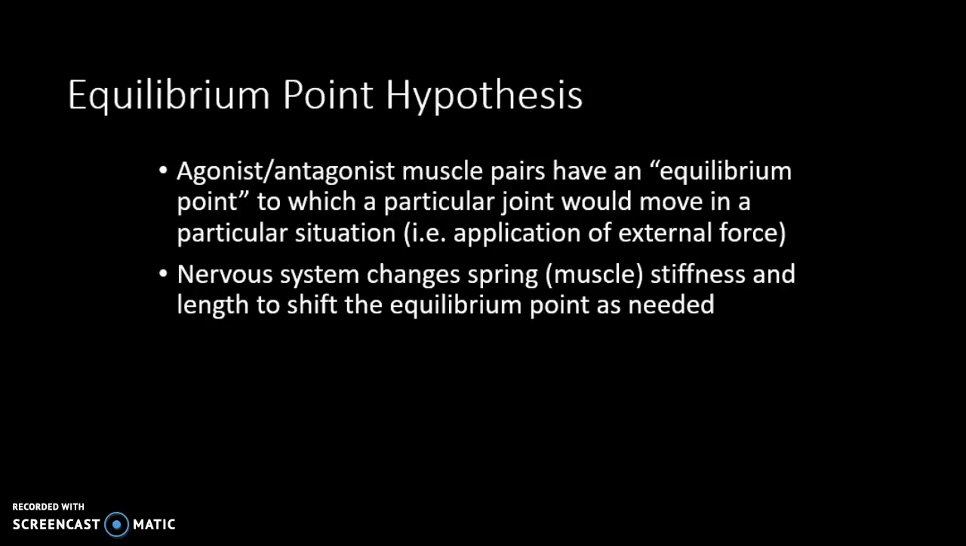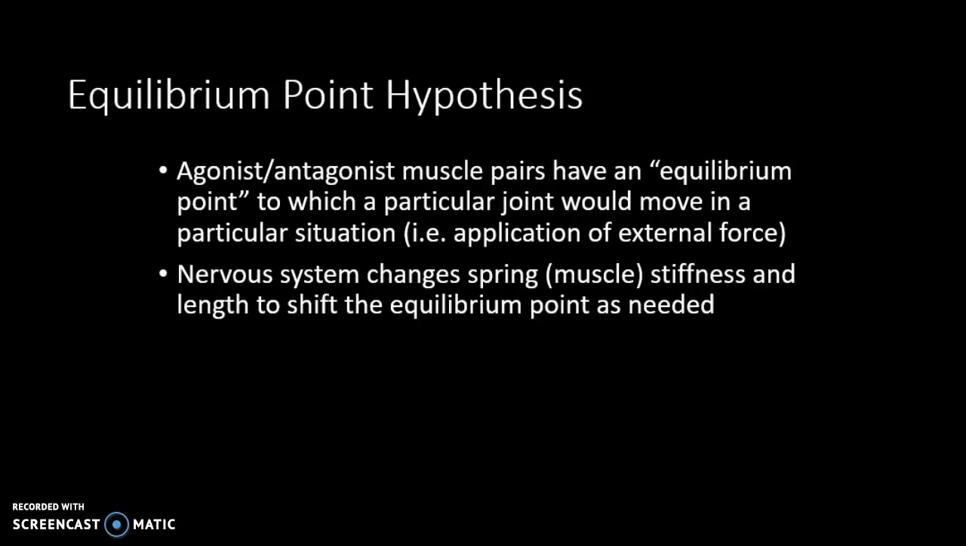And for the equilibrium point hypothesis, basically what they're saying is that an agonist and antagonist, so think of elbow flexion where the agonist is the bicep and the antagonist is the tricep, that these muscle pairs have an equilibrium point to which a particular joint would move in a certain situation. And then the nervous system changes the spring muscle stiffness and length to shift the equilibrium point as needed. So in the equilibrium point hypothesis, all movements are generated by the nervous system through a gradual transition of equilibrium points along the desired trajectory.